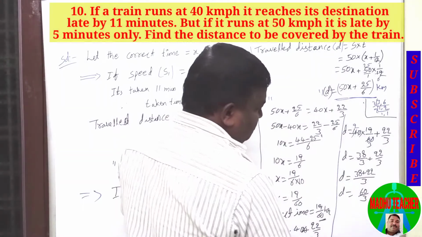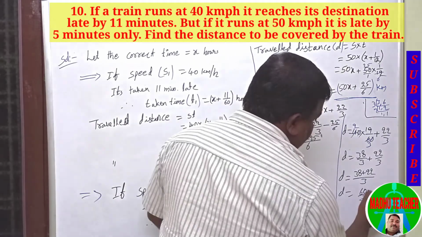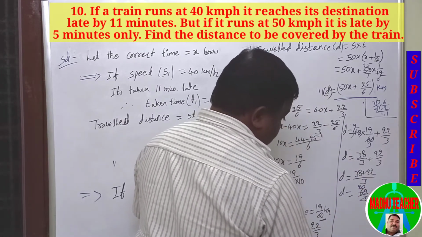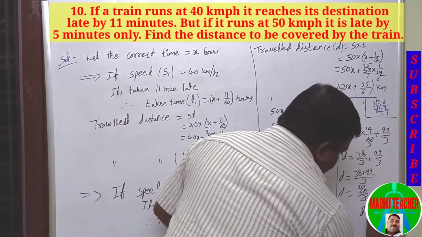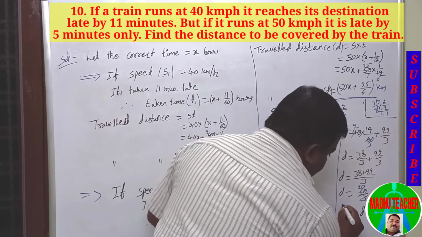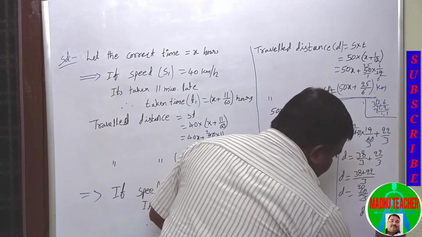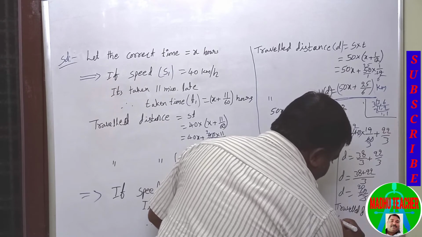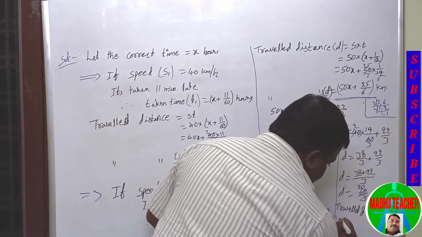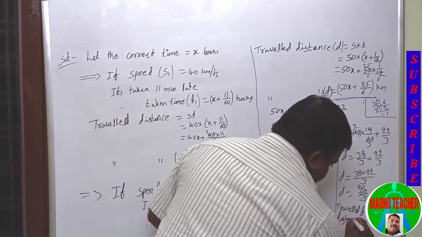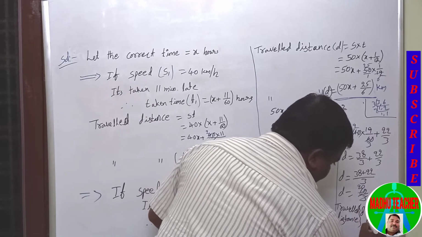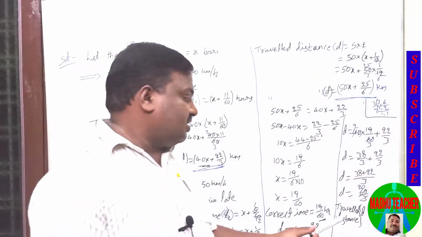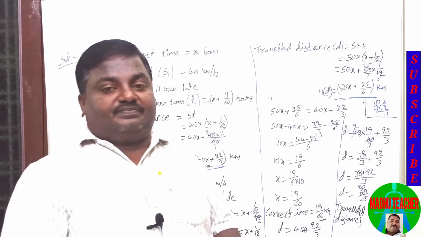So we can cancel it. 3 1s are 3, 3 2s are 6, 0. Therefore D equals 20. What is D? The traveled distance. D equals 20 kilometers. So it is the distance traveled by the train. Okay, this is the 10th one.